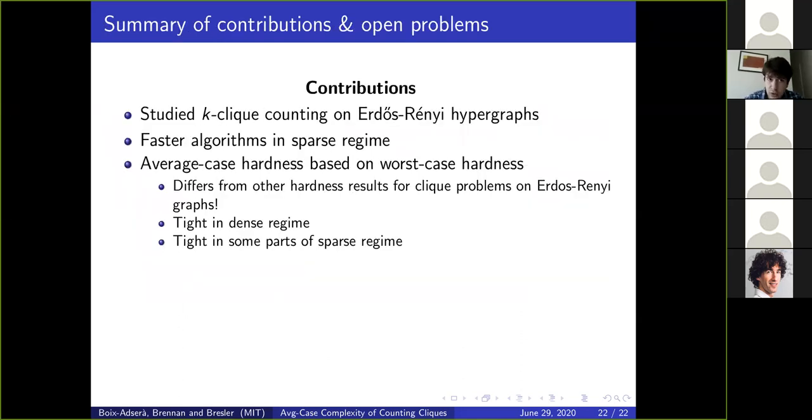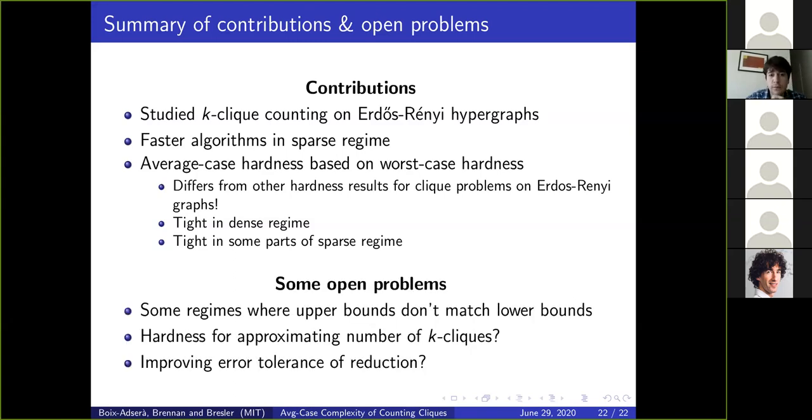So I'm just going to conclude by summarizing the contributions. The contribution is essentially to study k-clique counting on Erdos-Renyi hypergraphs. We have faster algorithms in the sparse regime. And we base the average case hardness of this problem on its worst case hardness. This differs from other hardness results for clique problems on Erdos-Renyi graphs that I've mentioned, like planted clique, finding a large clique, et cetera, because we're basing the average case hardness of the problem on the worst case hardness of the problem, which is something that you can't really do for those other problems. And moreover, our results are tight in the dense regime, and they're tight in some parts of the sparse regime.